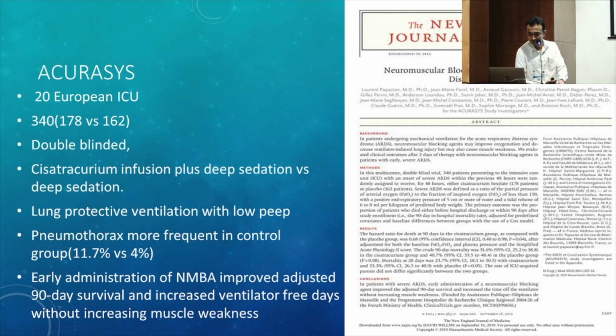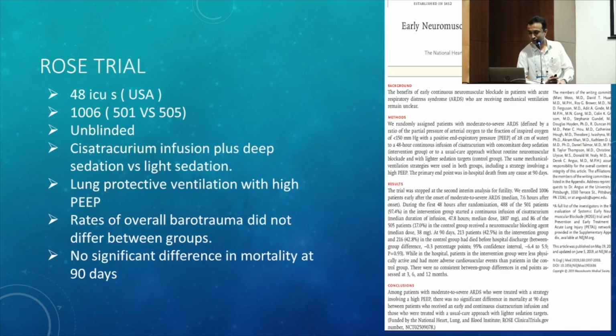What was the final outcome? Early administration of neuromuscular blockers, when adjusted, improved 90-day survival, and there were more ventilator-free days without increasing any muscle weakness. That was the worry. When you say there was use of neuromuscular blockers, the worry is, what about my patient having weakness post discharge from the ICU? So they found that there was no significant muscle weakness.